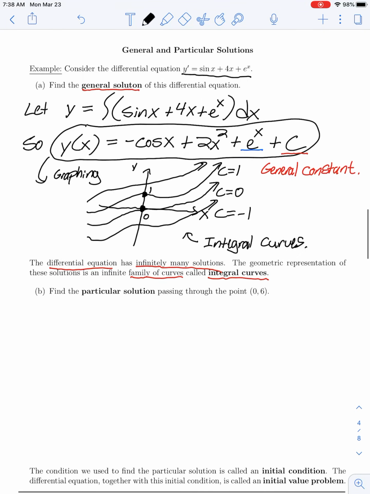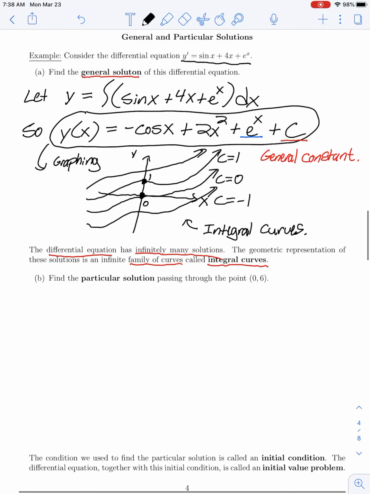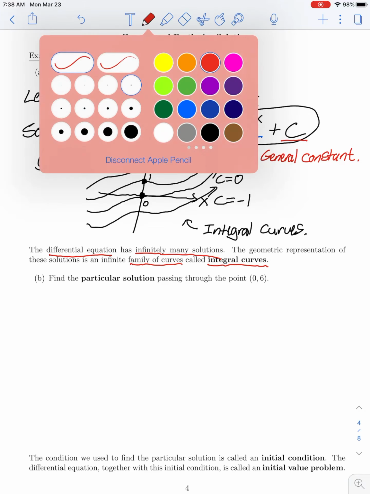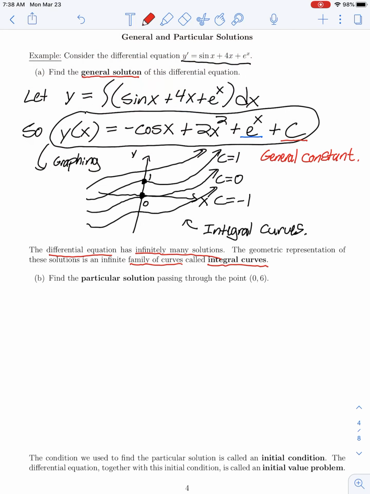Now in the second part of this example, part B, we are asked to find the particular solution which passes through the point 0, 6. So we're looking for the specific function whose integral curve, or whose graph, would pass through the point 0, 6. So this point gives us some condition on x and y that must be satisfied for our general solution.